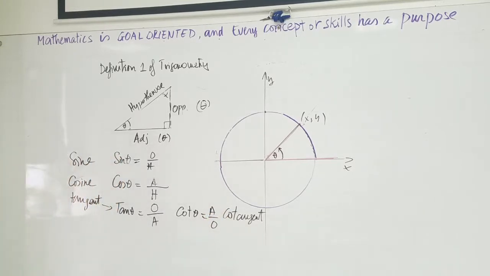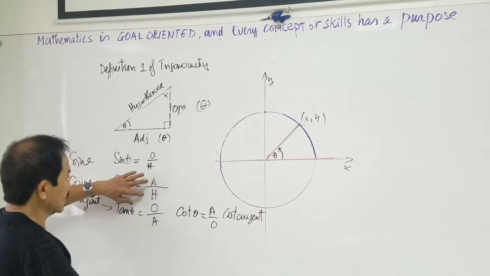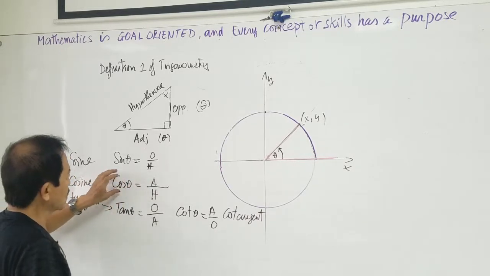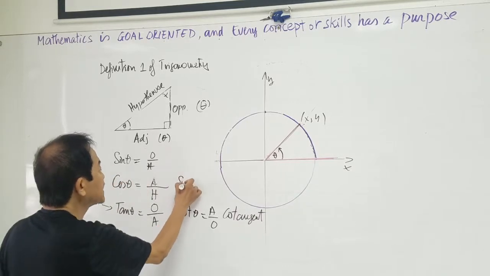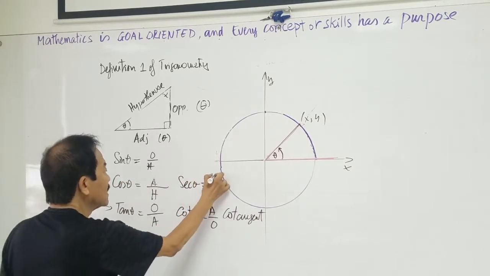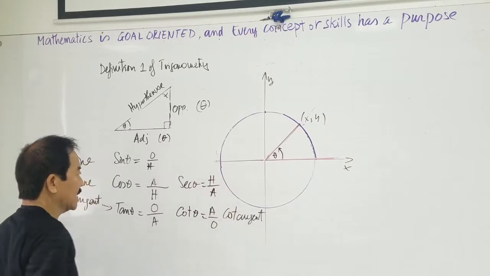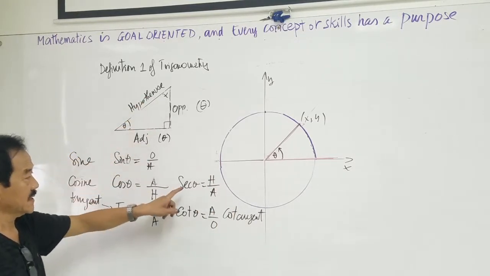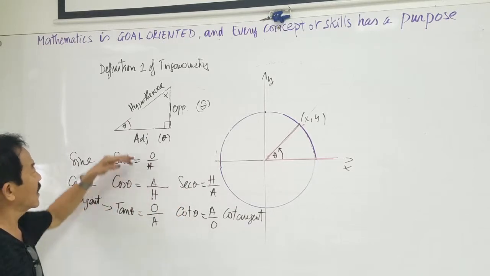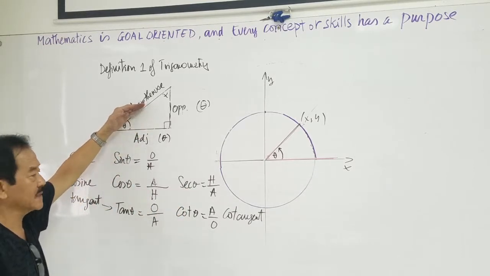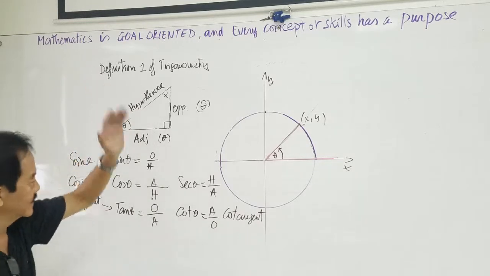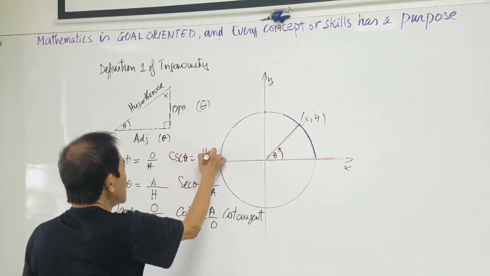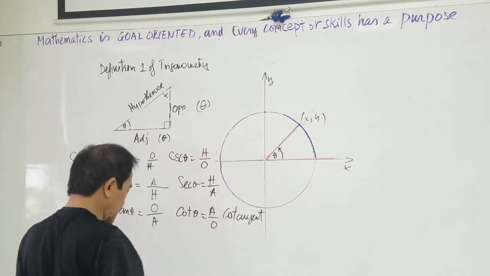Cotangent theta. So next one, when we talk about the reciprocal of cosine, it becomes secant of theta equal hypotenuse over adjacent. We talk about the ratio between this and this, which is secant. The reciprocal of cosine is this over this. And finally, cosecant of theta equal hypotenuse over the opposite.